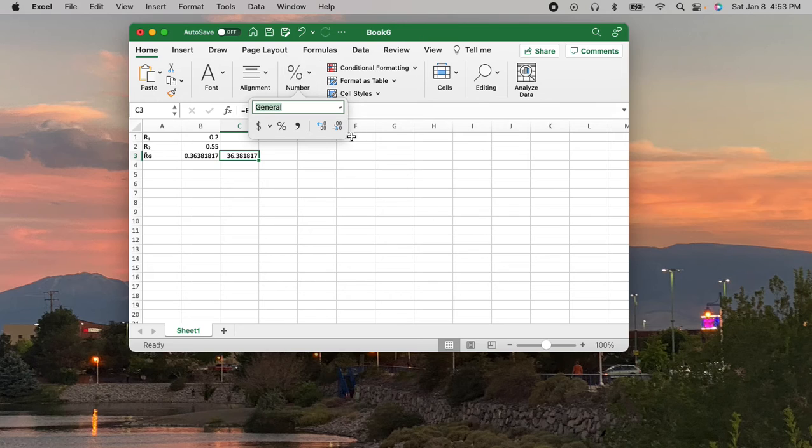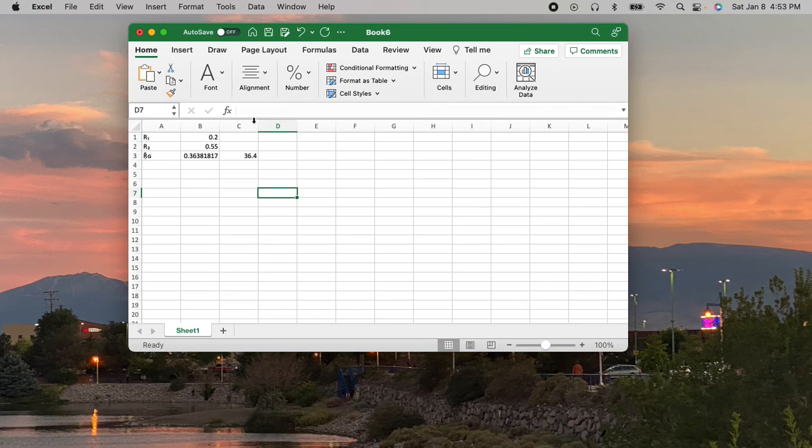So we need to get rid of some of these decimals, and that'll be 36.40%. Okay, and that would be our answer. Simple enough. If you do have any questions, do not hesitate to reach out.